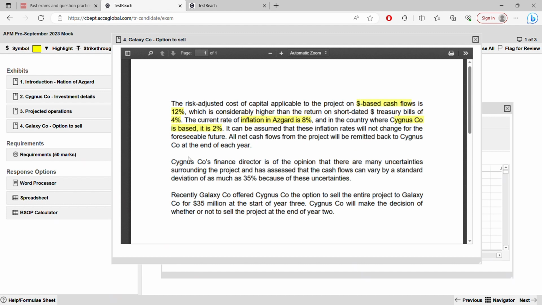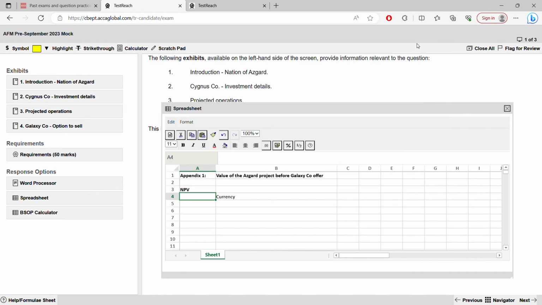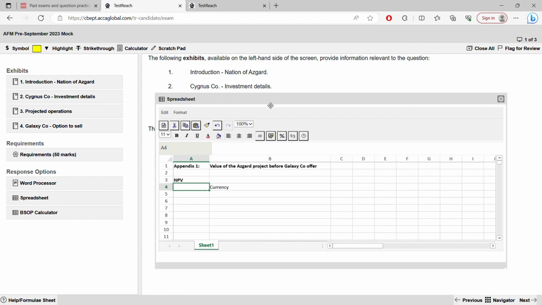Now, they have given the standard deviation at 35%. And they have given the option to sell at 35 at the start of year 3. Start of year 3 means after year 2. Okay. This is, you can say, exercise price. And they will make the decision whether to sell or not at the end of year 2. Okay. So now everything has been given to you. So now where to start?